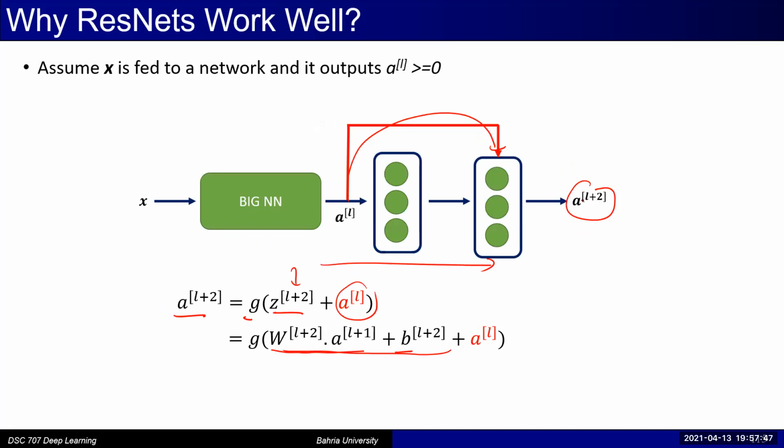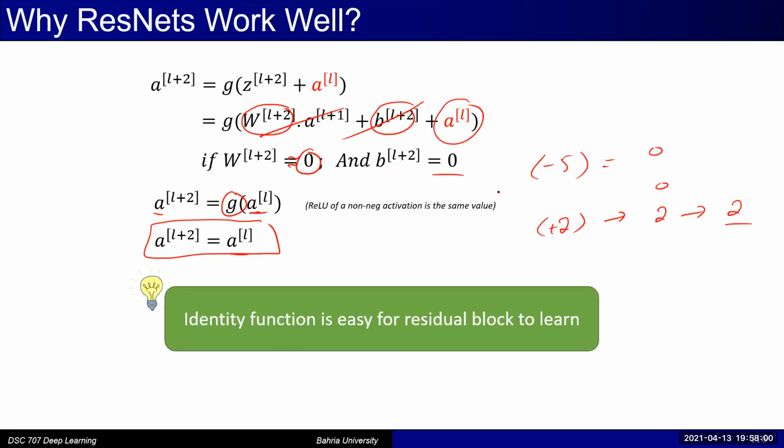Now what does it mean? It means this is the same as what you are getting here if the weights of these layers somehow go to 0. In other words, the new layers you have added with a shortcut connection, which we call a residual block, make it very easy for the residual block to learn the identity function. Now, what is the identity function? This is the identity function, that you get back the same thing.